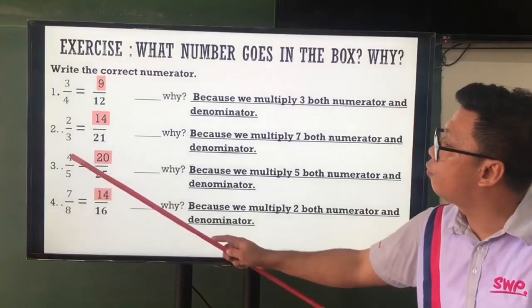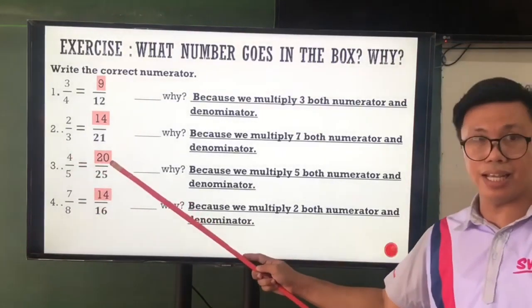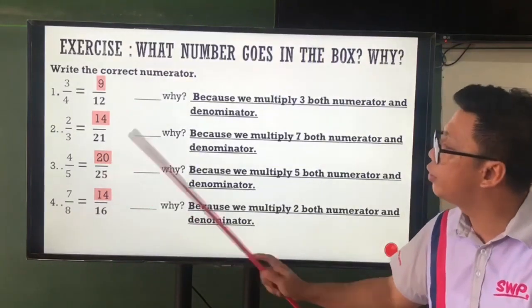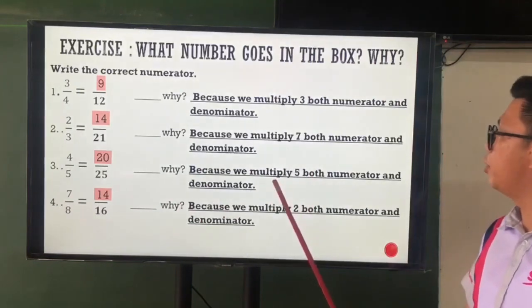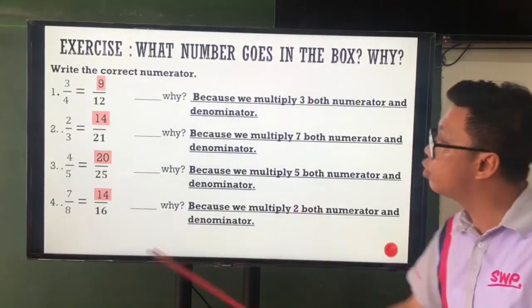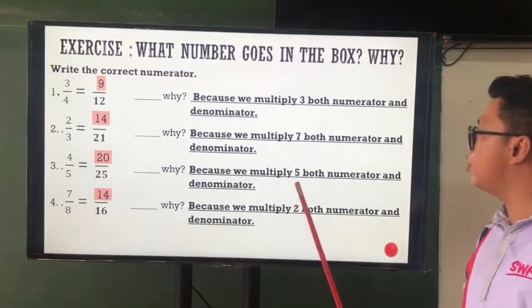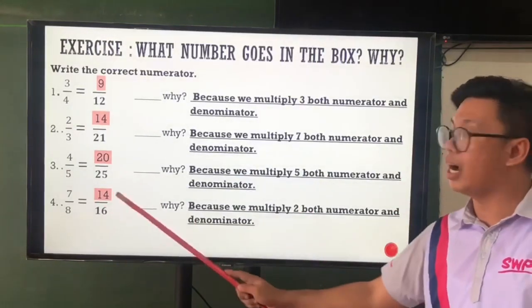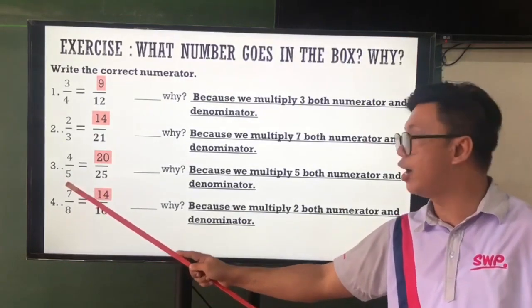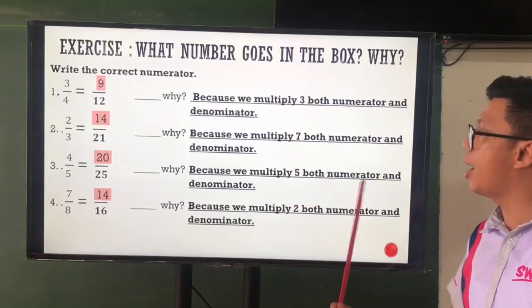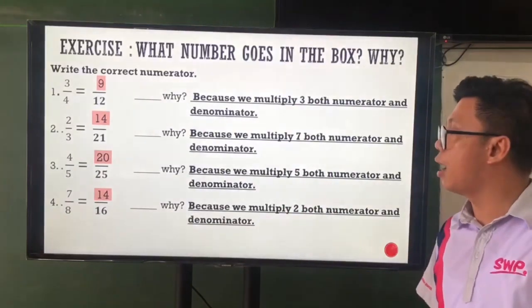Now, let's go to exercise number 3. We have 4 over 5 equals, the answer is 20 over 25. Why 20? Because we multiply by 5 both the numerator and the denominator. So why do we use 5? Because we divide 25 by 5. So the answer is 5. Very good.